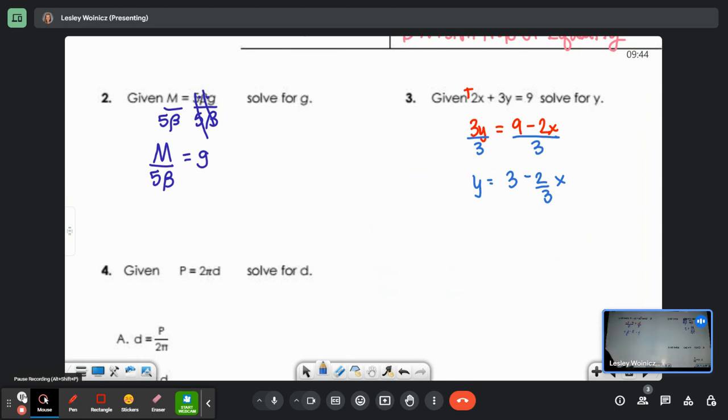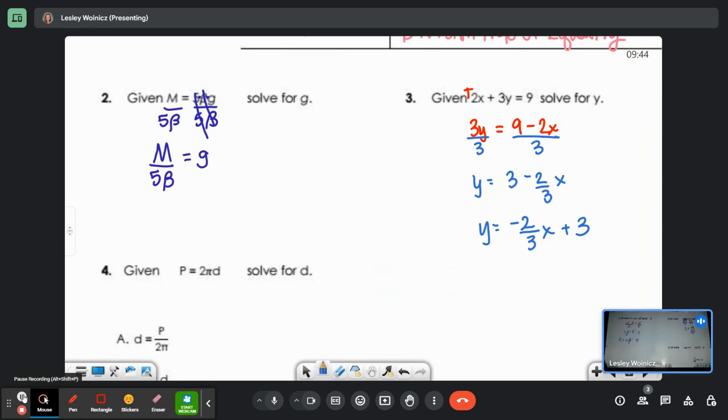Now, what form do we typically want this equation in? Nope. Y equals mx plus b, slope-intercept? Anybody? So is the 3 the m, or is the negative 2/3 the m? It's the negative 2/3, so I'm going to have y equals negative 2/3 x plus 3. And I'm donezo.